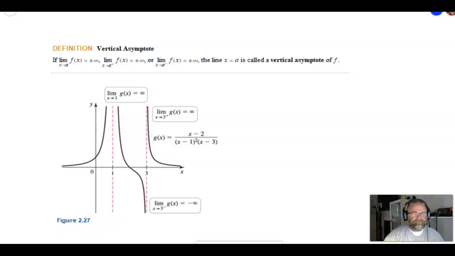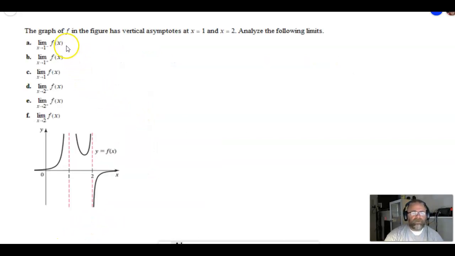All right, so let's go ahead and take a look at some examples and see how we're doing. Okay, for the first one, we're going to say the graph of f in the figure. This figure here has vertical asymptotes at x equals 1 and x equals 2. And they want us to analyze the following limits. So this is the limit as x approaches 1 from the left of f of x. This one appears to be the same one. Let me double check on that. It's hard to see. That's actually a plus sign there. It doesn't copy over too well. So this is from the right.